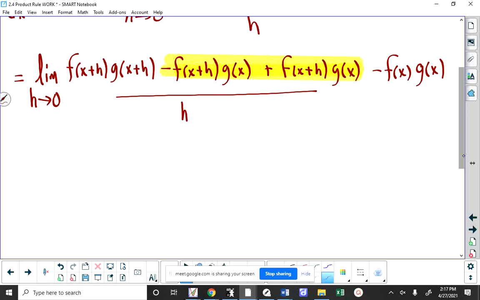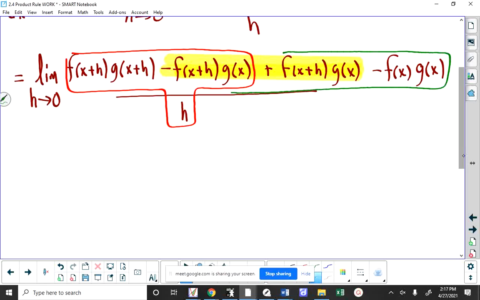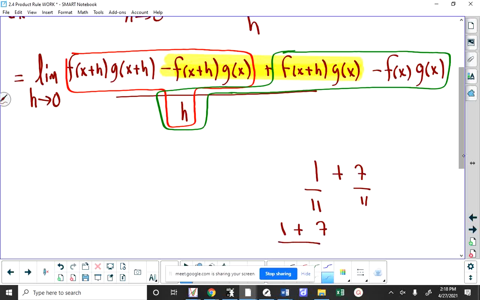Well, what I'm going to do now is break this into this over h plus this over h. It's like what I just had. I had a conversation with, I think, Lauren a few minutes ago, that I said if you have 1 over 11 plus 7 over 11, that's equal to 7 plus 1 over 11. You can take two fractions with the same denominator and put them together, so I'm going to rip these apart.